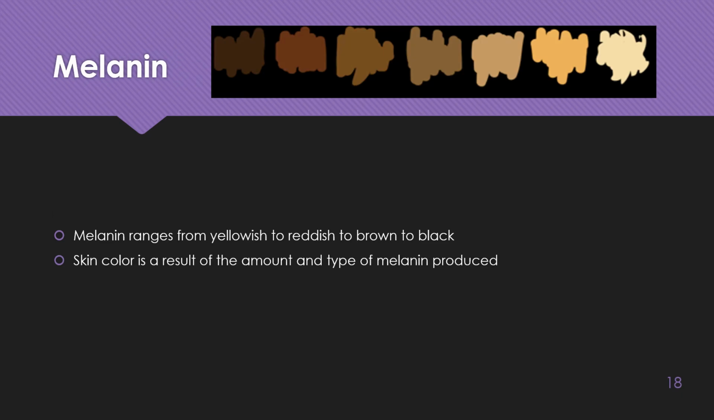Okay. So more about melanin. Melanin ranges from yellowish to reddish to brown to black. So again, there are a lot of different tones of skin color. And skin color is a result of the amount and type of melanin that we produce.